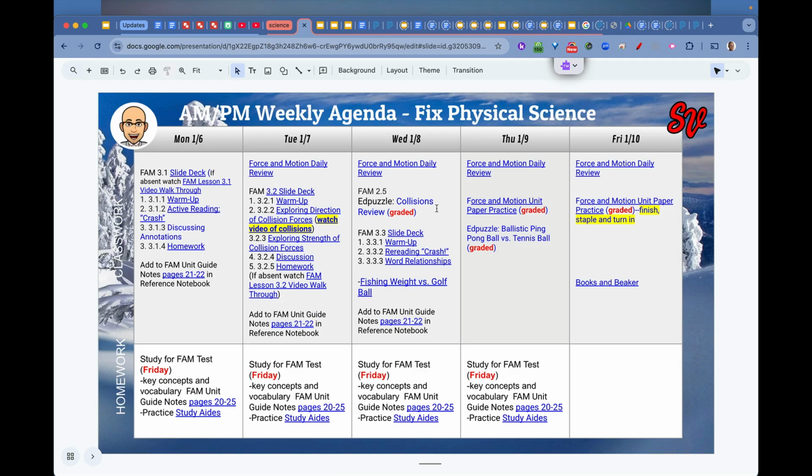This week we finished up the Amplify Force and Motion unit, or Chapter 3 and unit. We did lesson 3.1, 3.2, and 3.3. We also added to the Force and Motion unit guide notes.